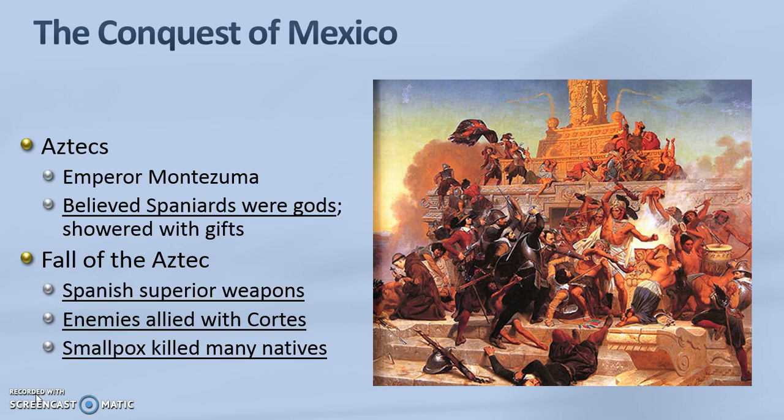The Spanish, who had the intention of conquering the Aztec and taking their resources, did so easily because they had better weapons. So even though they were outnumbered by the Aztec, they were able to defeat them because they had better weapons. They also allied themselves with the Aztec enemies, so that made them easy to defeat. And one of the things that also killed many natives was the diseases that the Spanish brought with them to the New World. The natives did not have an immunity to things like smallpox, so when they contracted these diseases, they became too sick and eventually died.